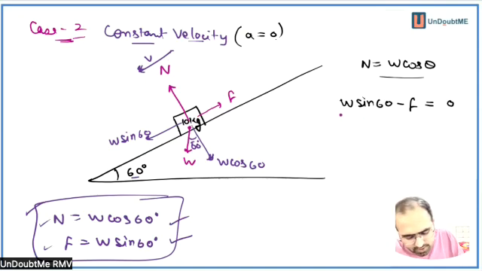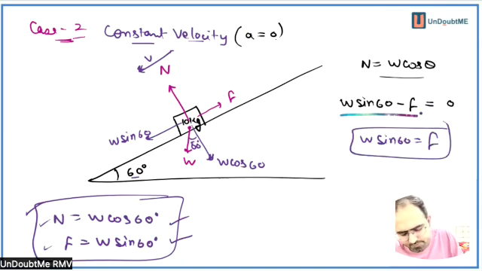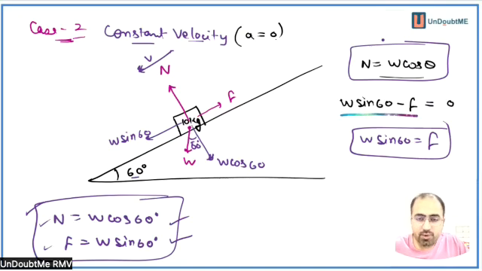What I have written on the left hand side is the net force acting on the body. Net force acting on the body is equal to mass into acceleration, that is Newton's second law. So that's why acceleration is 0. It's a constant velocity. And eventually I'll get the same result: W sin 60 is equal to F. So you have to understand that there will be no change in the results, whether it is at rest or moving with constant velocity.